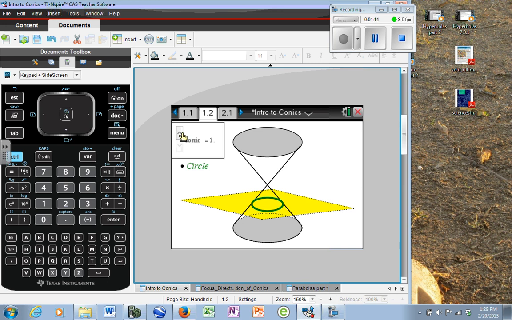Here's conic number 2, the ellipse. So pause and write a brief description of how that section is formed. Here's conic number 3, the parabola. Please pause and write a description of how this section is formed. And there's the 4th conic section, the hyperbola. Please pause and write a description of how this section is formed.